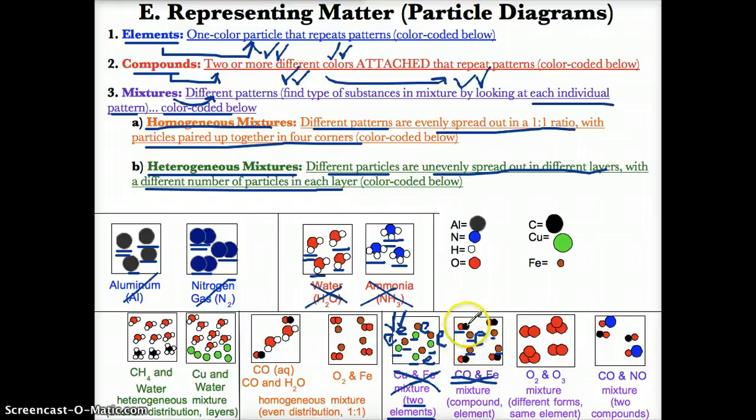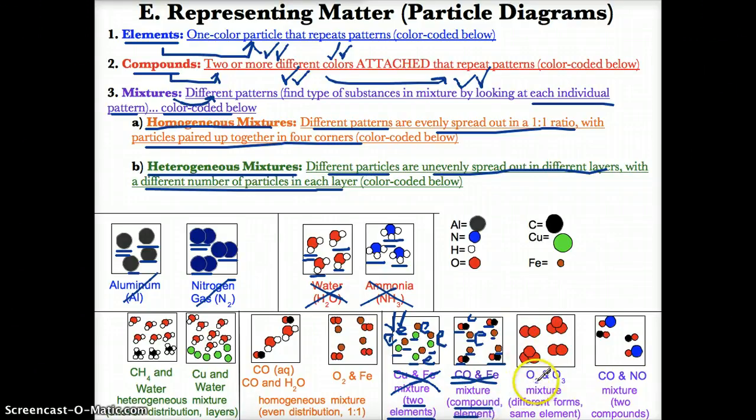The second pattern, however, let's look at that. We see that this pattern is two or more different colors attached, red and black. Since it's two or more different colors attached, we think it might be a compound. Let's verify that. This one red, one black, these two different colors attached repeat here, here, here, and here, so it repeats three times. Since it's two different colored particles, red and black, that repeat, we see that this second pattern is a compound. So therefore, we see that based on the fact that this is a one brown particle that repeats itself and one red, one black particle attached that repeats itself, we have a mixture of an element, the brown circle, and a compound, the one red, one black.